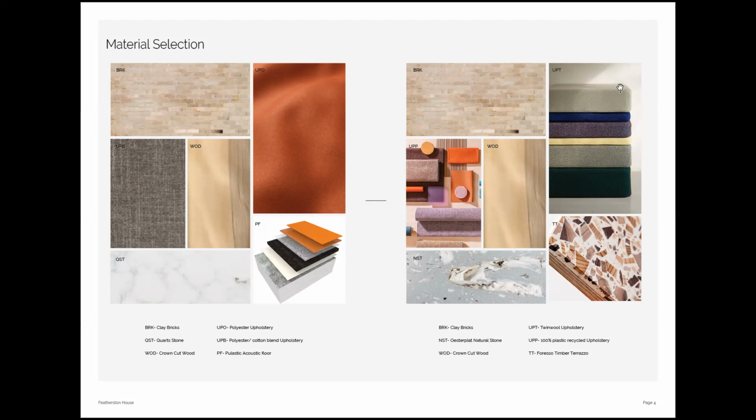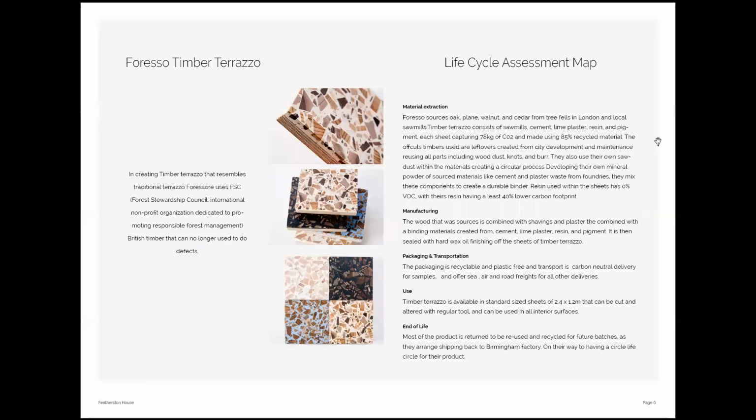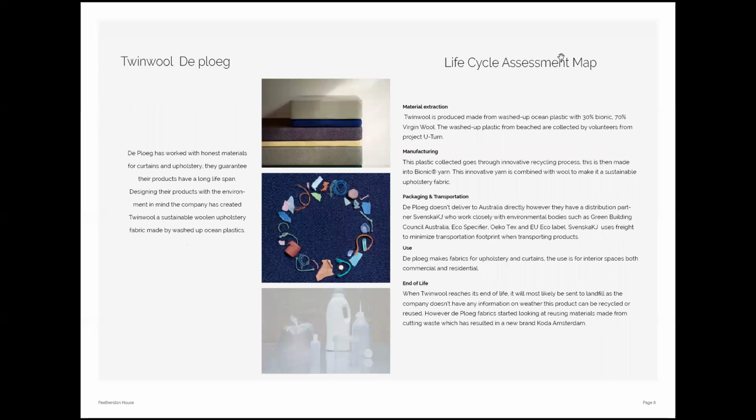So with the 2 upholstery, I went with twin wool upholstery and the 100% recycled upholstery. The floors, the timber terrazzo, and then for the stone, I went with this natural stone that's made out of oyster shells and marble as well. So these are the 4 materials, and the life cycle analysis that I did for both: terrazzo, the recycled upholstery, twin wool, and this natural stone.